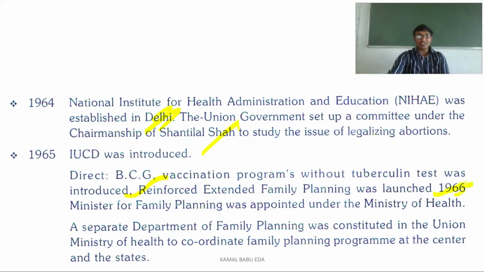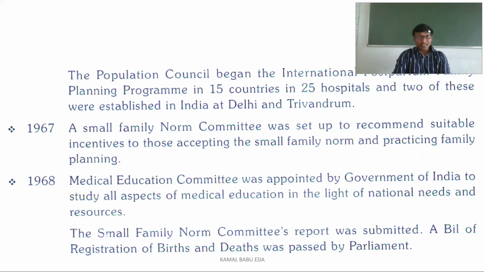the reinforced extended family planning program was launched in the year 1966, and the Ministry of Family Planning was appointed under the Ministry of Health, and a separate department for family planning was constituted in the Union Ministry of Health, mainly to coordinate the family planning program at the center as well as at the states. In the same year, 1966, they began the Population Council policy. Here the international postpartum family planning program was started nearly in 15 countries and 25 hospitals, and two of these hospitals were in India, at Delhi as well as Trivandrum.